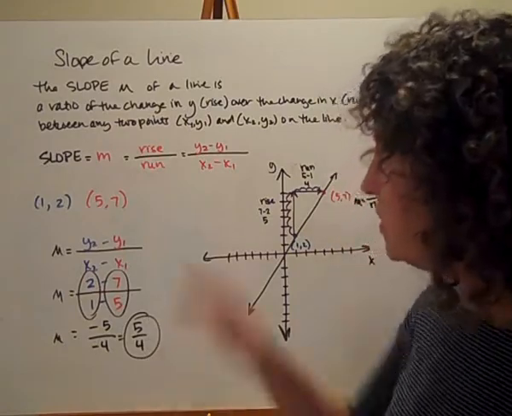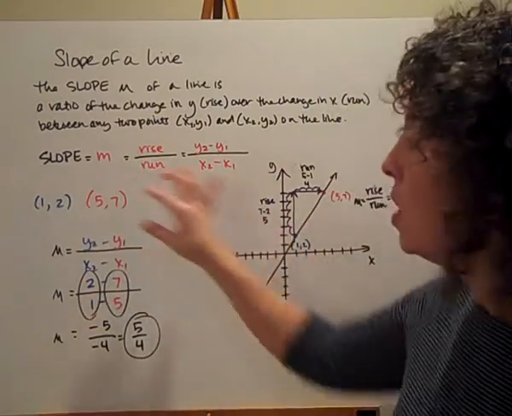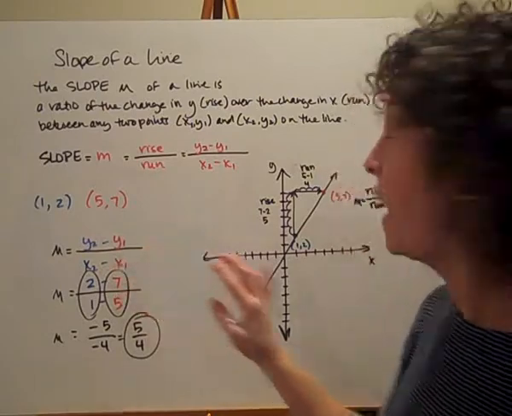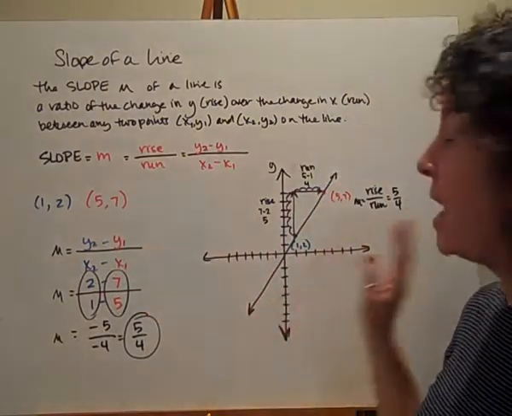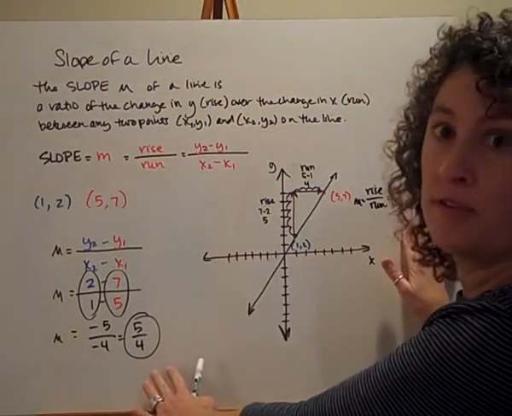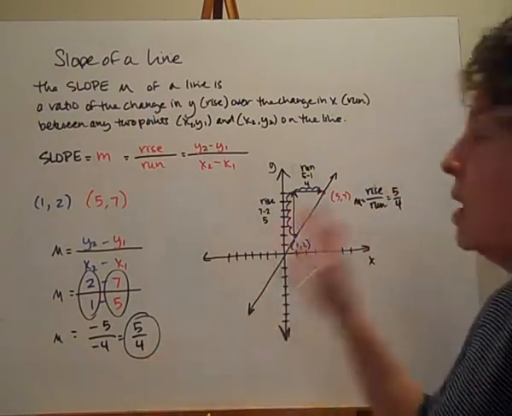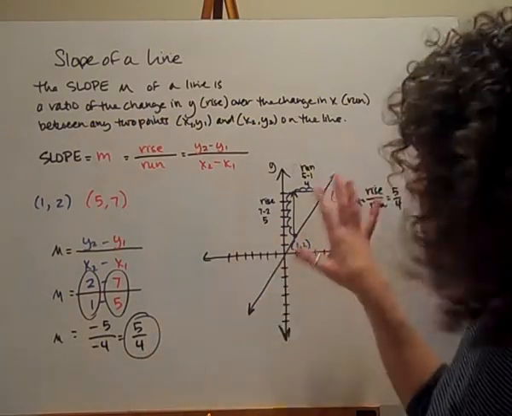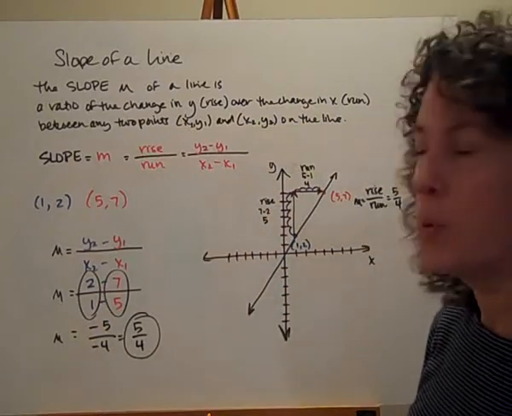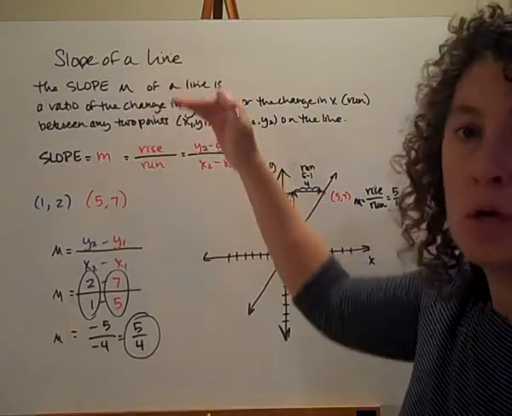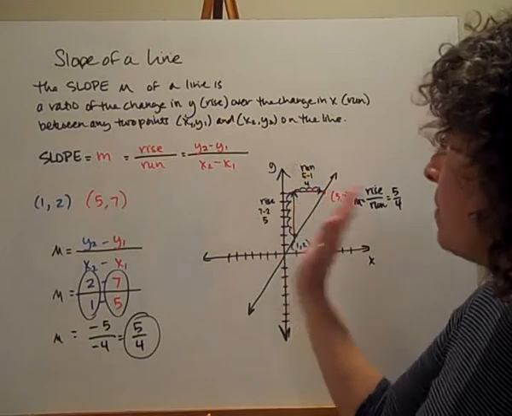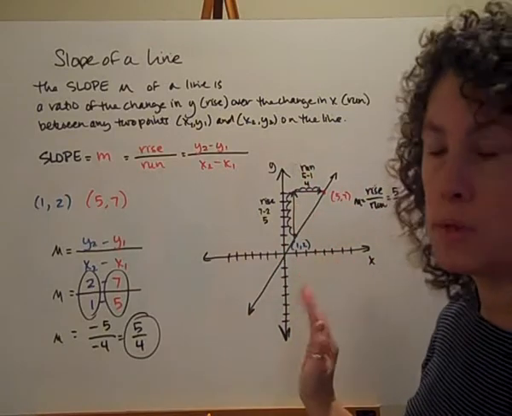So notice I figured out the slope 2 different ways. One using the formula, and one using the graph, I had the same slope both ways. I got 5 over 4 both ways. So I should come up with the same slope either way, whether I do it from the graph or I do it from 2 points. So again, my slope is my rise over my run, and it's describing how steep the slope is.